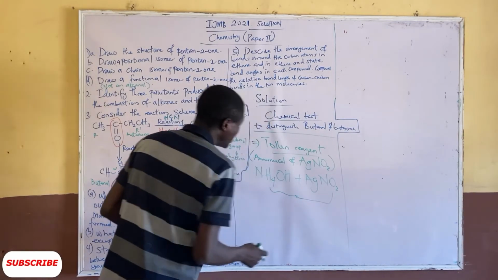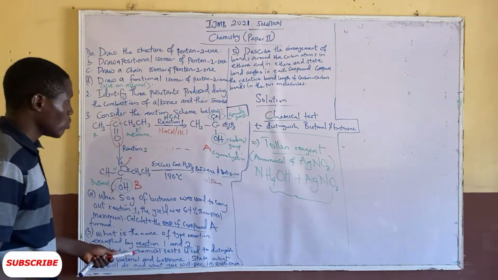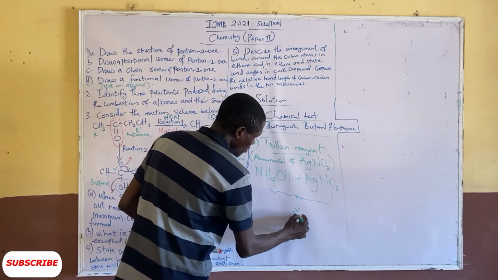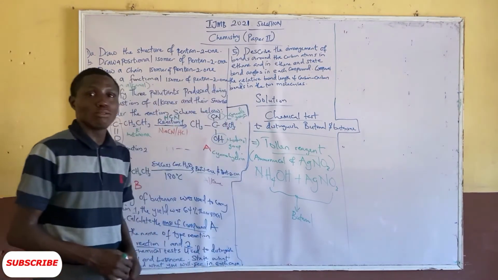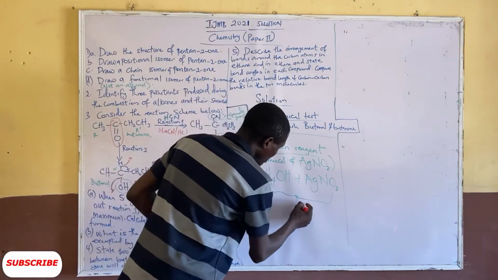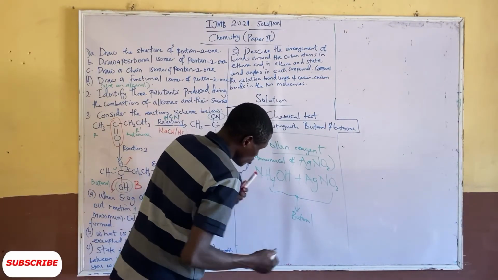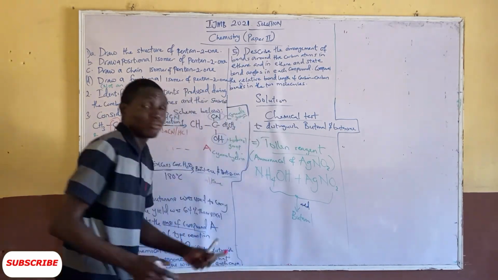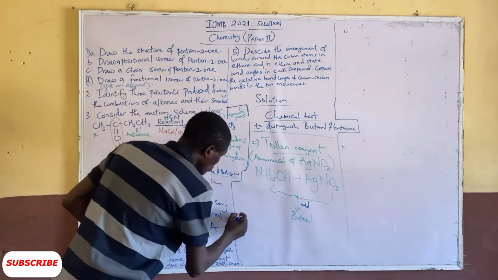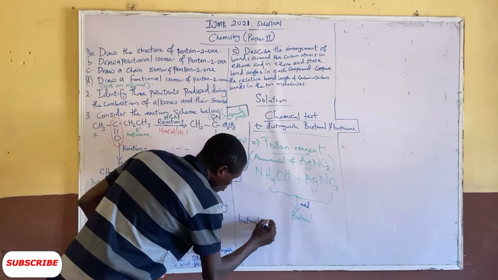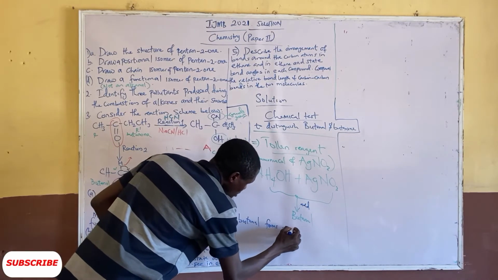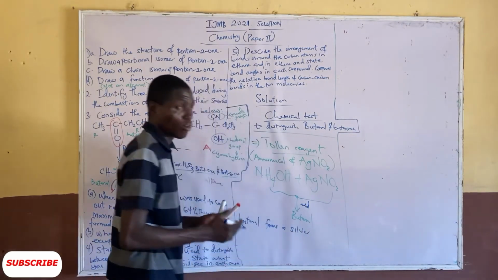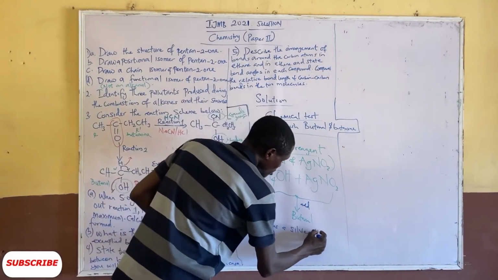So add your Tollens reagent to butanal. When Tollens reagent is added to butanal, what does the butanal form? Butanal forms a silver mirror. It forms a silver mirror.